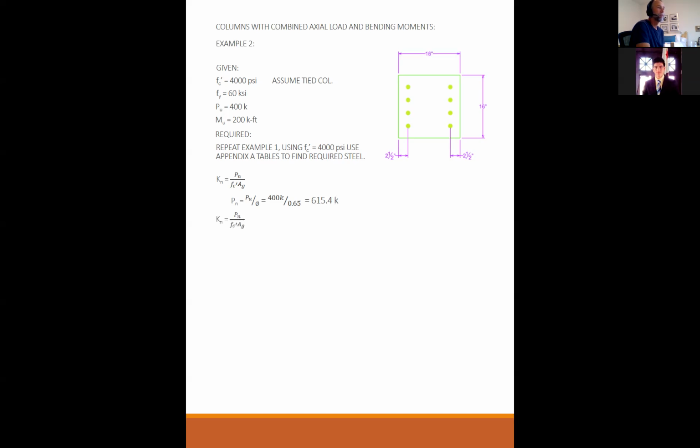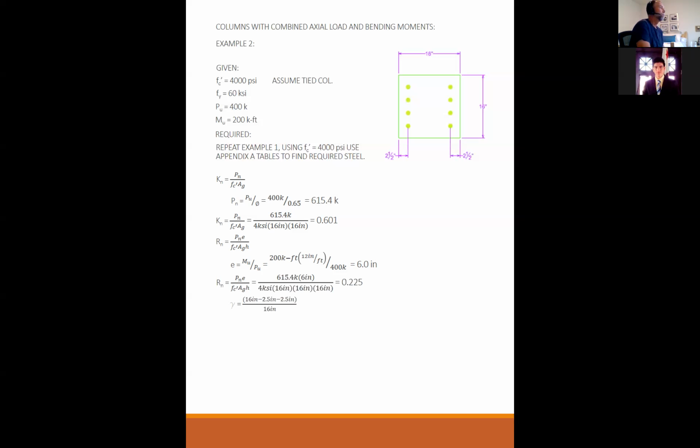Kn is Pn over f'c Ag, so 615.4 over 4 ksi times 16 squared is 0.601. Rn is Pn e over f'c Ag h. e is Mu over Pu. 200 kip-feet times 12 over 400 is 6 inches. So Rn is equal to 615.4 times 6 inches over 4 ksi times 16 is Ag times 16 is h, 4.225.